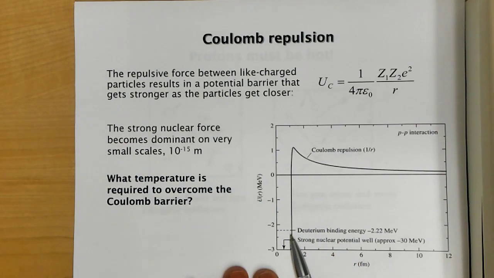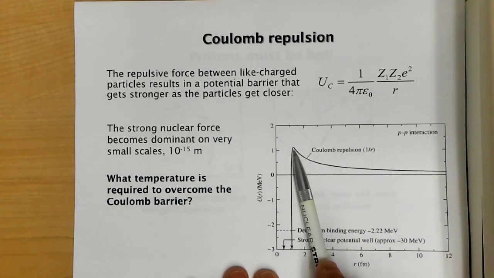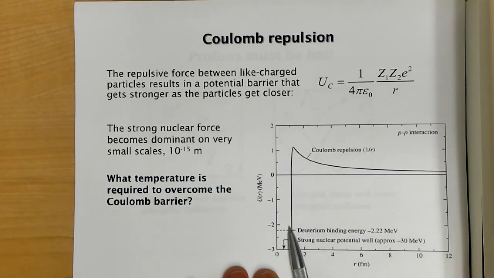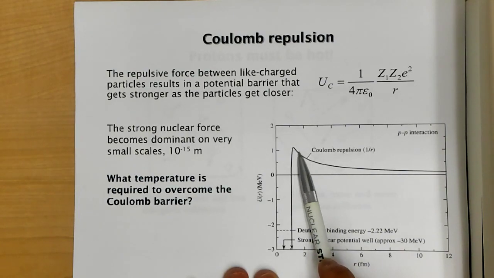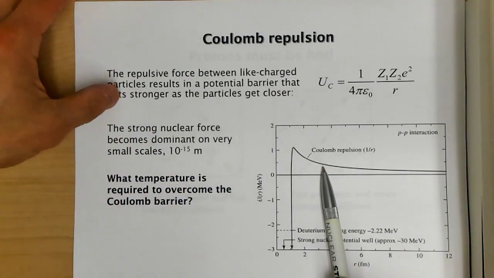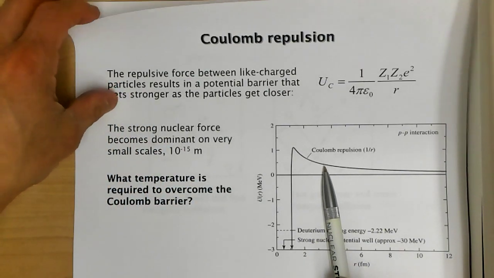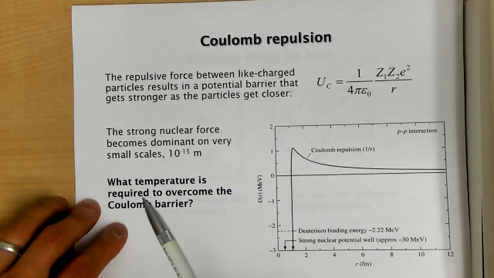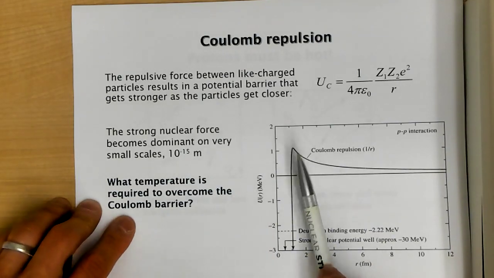So in order for fusion to happen, we have to be able to overcome this Coulomb barrier that goes up to about an MeV at a distance of 1 Fermi. 1 femtometer is a Fermi. So how can we overcome this barrier? Well, the sun has a temperature of 2 times 10 to the 7th kelvins, we said. So let's calculate the temperature required to overcome this Coulomb barrier.